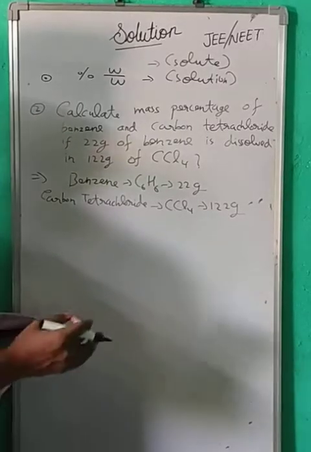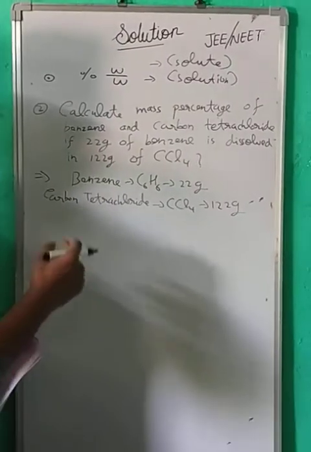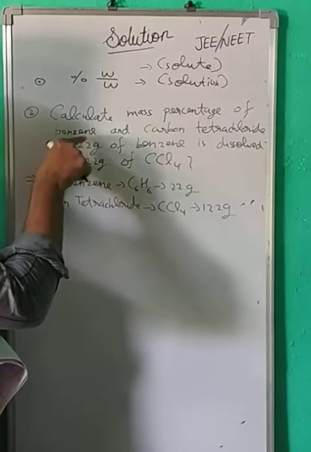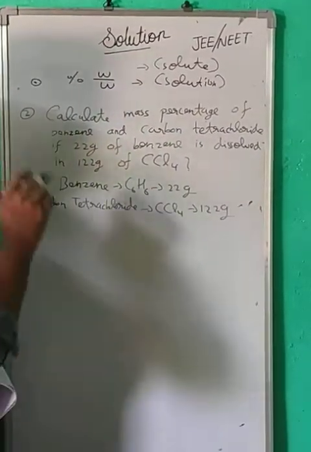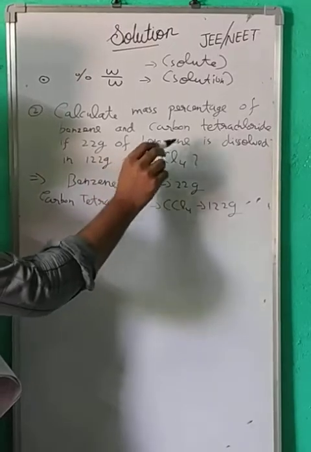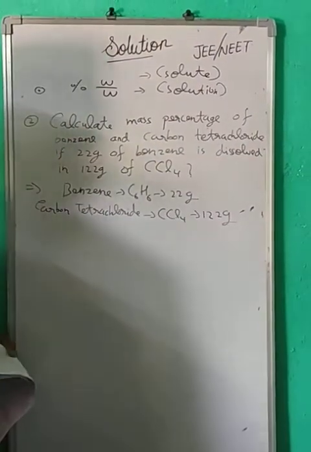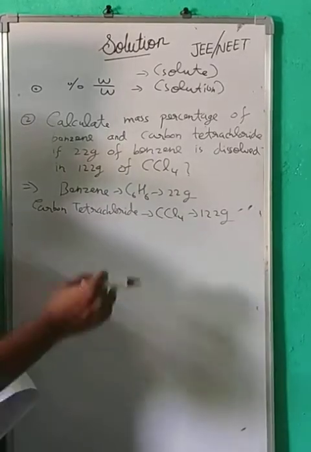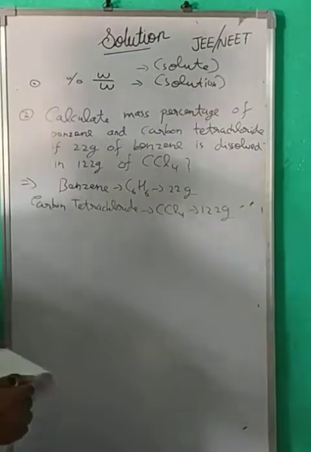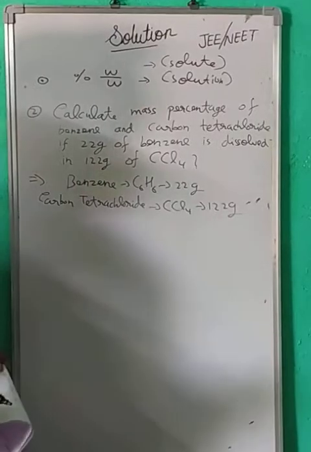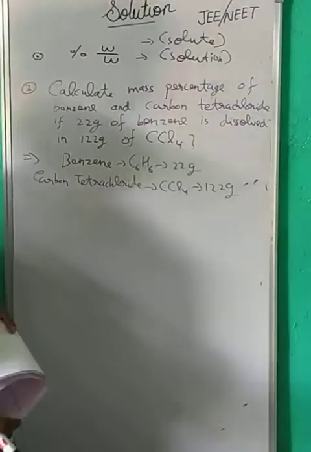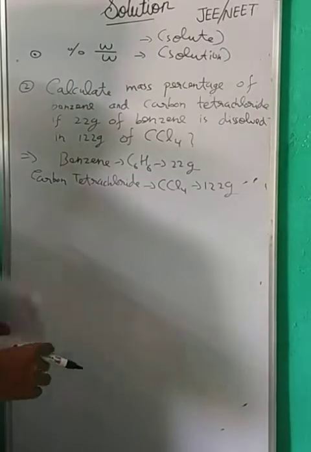Okay. Here we have the next question. Students, please try it by yourself. Pause the video and try to get the answer for this. Calculate mass percentage of benzene and carbon tetrachloride if 22 gram of benzene is dissolved in 122 gram of CCl4, carbon tetrachloride. Again, here you have to find mass percentage. Pause the video and try to get the answer for this. Then I will solve. Okay, have you all tried it? Let us see what the answer is.